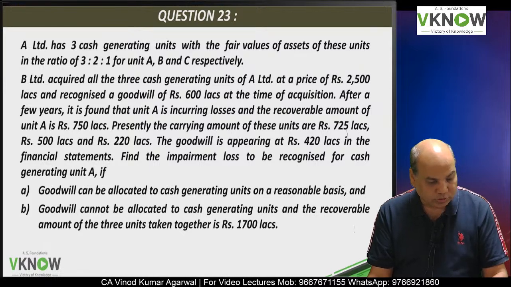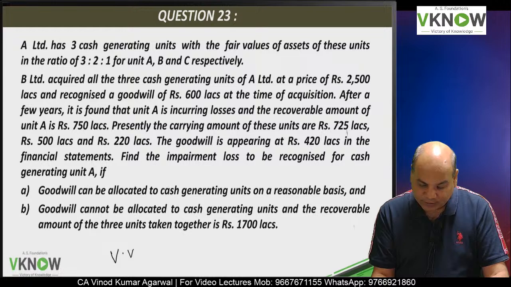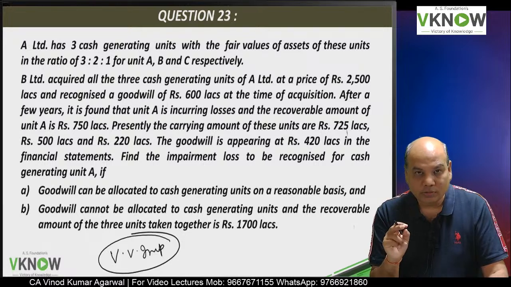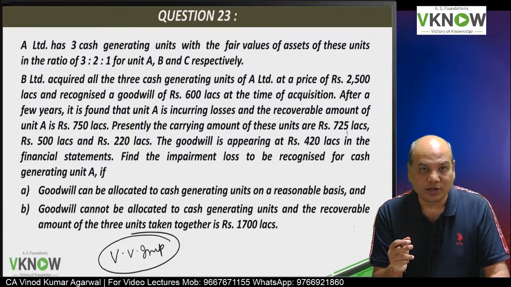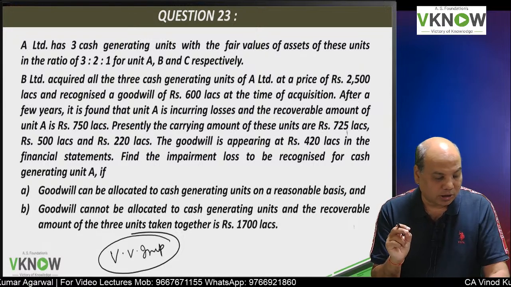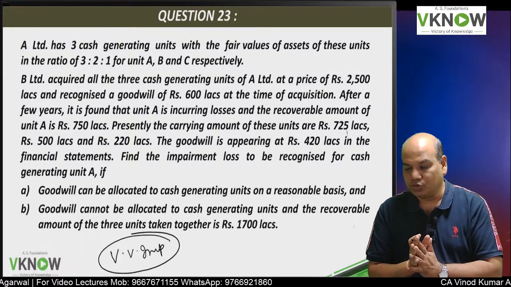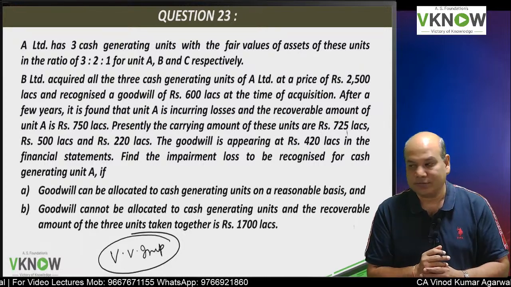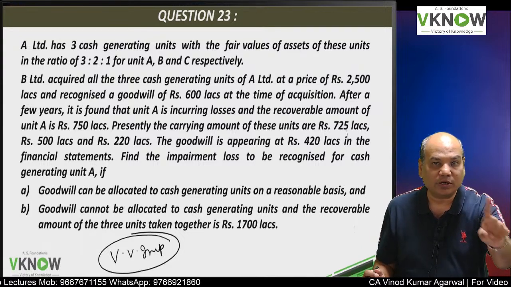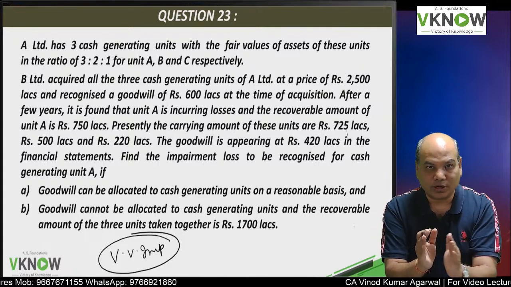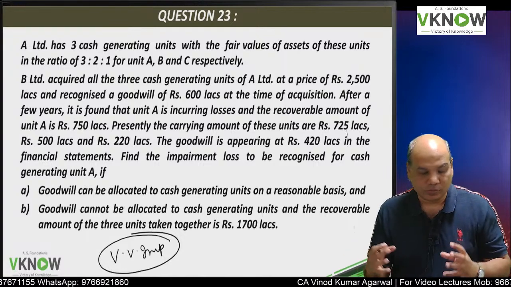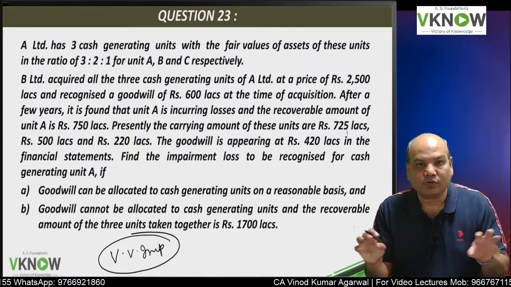So let us go to next question number 23. Very important. Here we are going to solve it 2 times. One, if goodwill can be allocated on a reasonable basis, and second, if goodwill cannot be allocated on a reasonable basis. So you will be able to see both the aspects of the goodwill. First and second question on goodwill we solved, 21 and 22, goodwill was allocated and there was only one CGU.